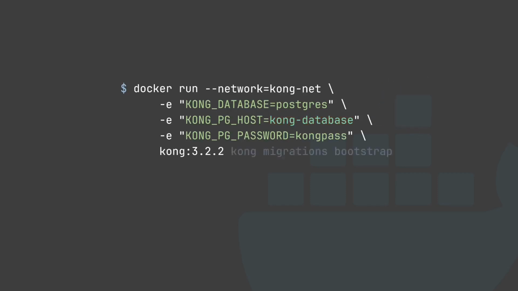The command we are going to run is kong migrations bootstrap. This will create all the tables we need for Kong to work. And we're only running this container once to configure our database, so we don't really need it after that. Let's just mark this for removal after it's finished running.